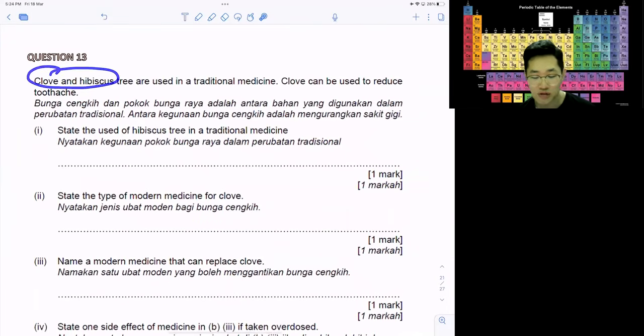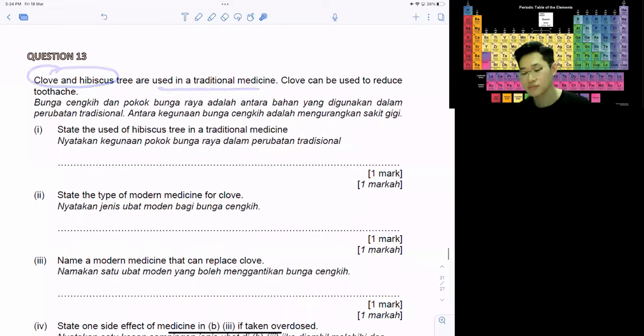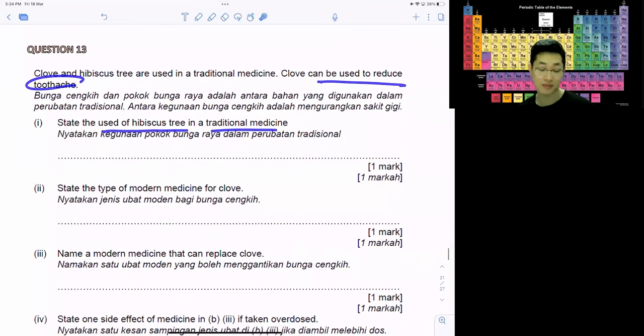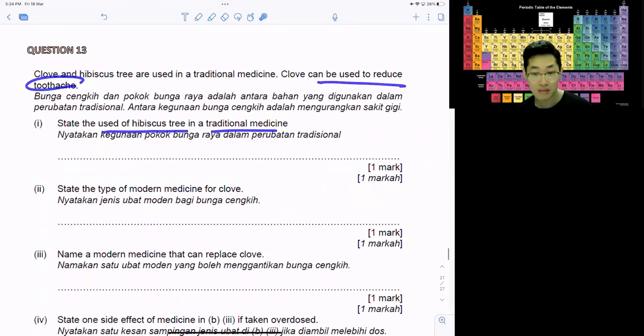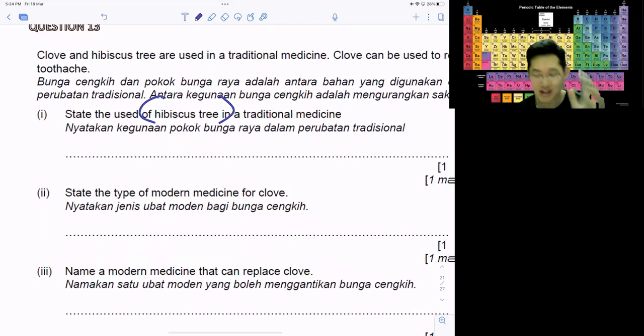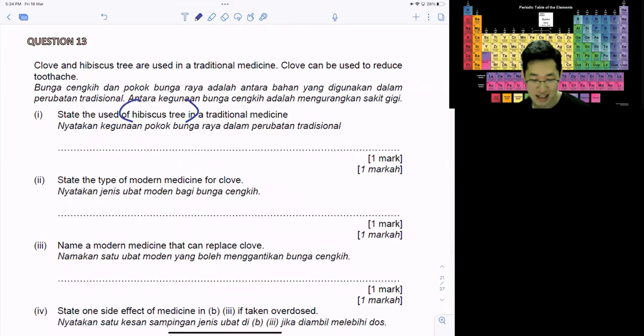Okay. Clove and hibiscus tree are used in traditional medicine. Clove can be used to reduce toothache. Okay. State the use of hibiscus tree in traditional medicine. Good memory power. Really? I think I saw it in the textbook before, but I don't know. Let me guess. Okay, let's say I do know. Okay, I give them this 1 mark. Later I find the answer for you.